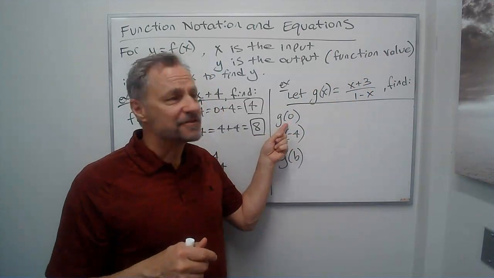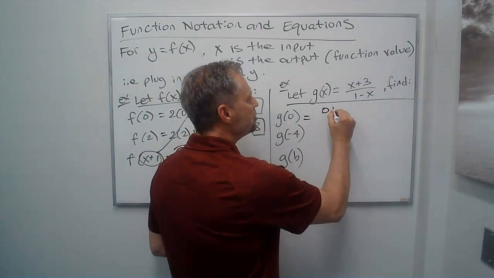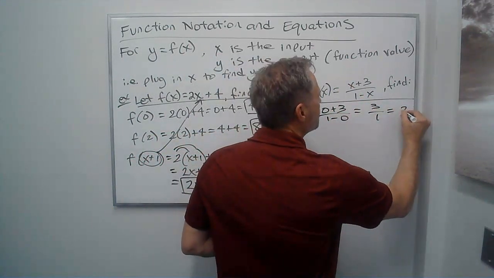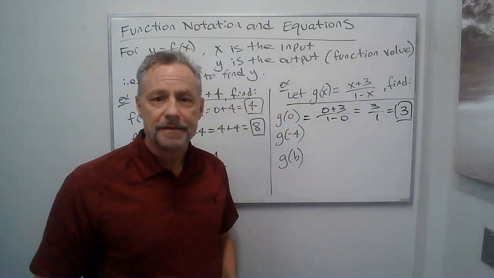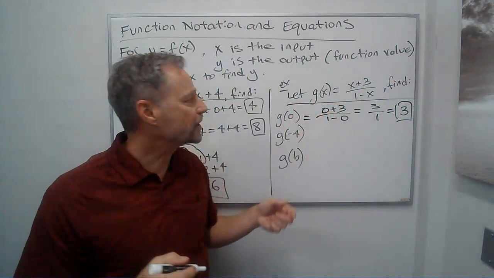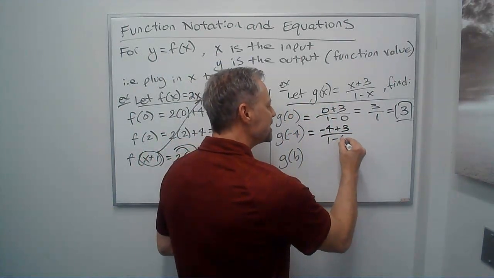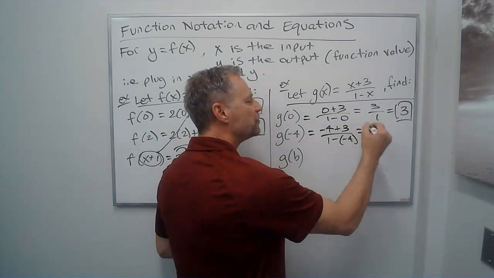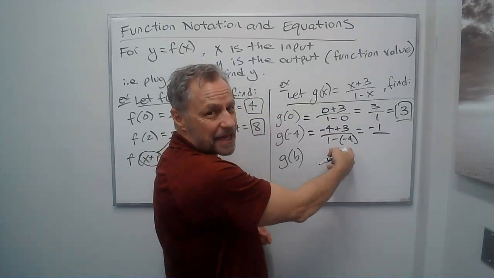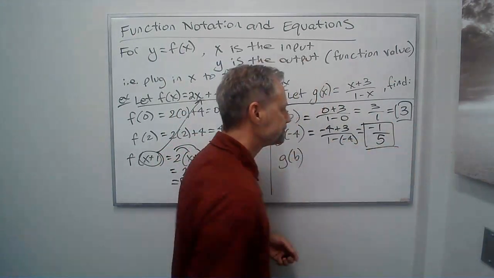So when they give me, say, g of 0, I just plug 0 in for each of the x values. So that's going to be 0 plus 3 over 1 minus 0, or just 3 over 1, my output is 3. Easy as that. I plug 0 in to 2 different places. For g of negative 4, I work that out the same way. Negative 4 plus 3 over 1 minus negative 4. Well, negative 4 plus 3 is negative 1. 1 minus negative 4, remember minus negative 4 is plus 4, 1 plus 4 is 5. That can't be simplified, that's my output.